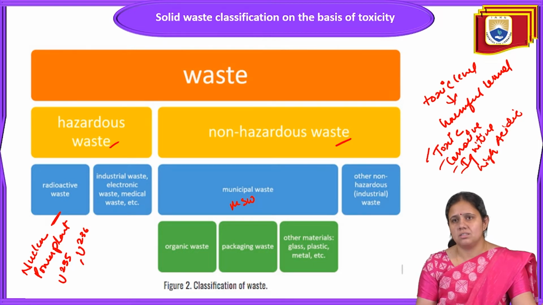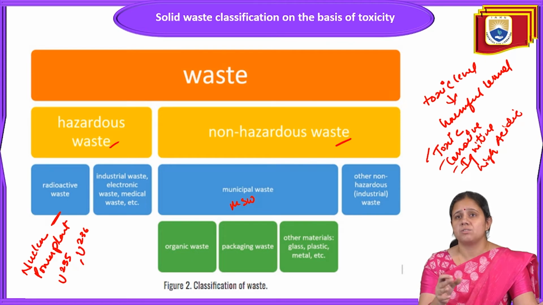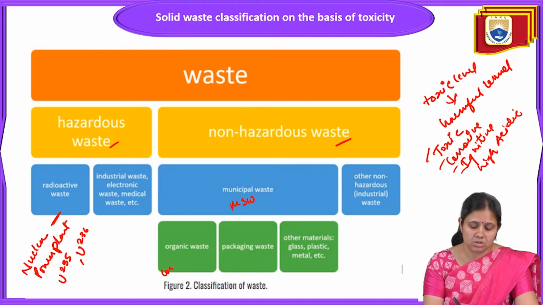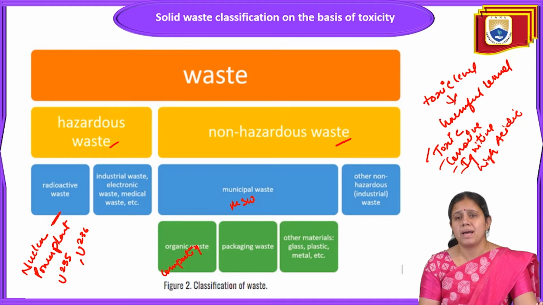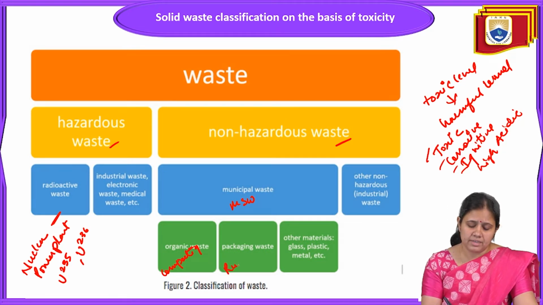Because of the waste management approach, this classification is very important, because on the basis of classification, on the basis of its characteristics, we should know which method is good for its treatment and processing. For municipal solid waste, there is organic waste. As we know, for organic waste, composting is the best option. And for packaging and cardboard packaging waste, we can go for reuse and recycling.